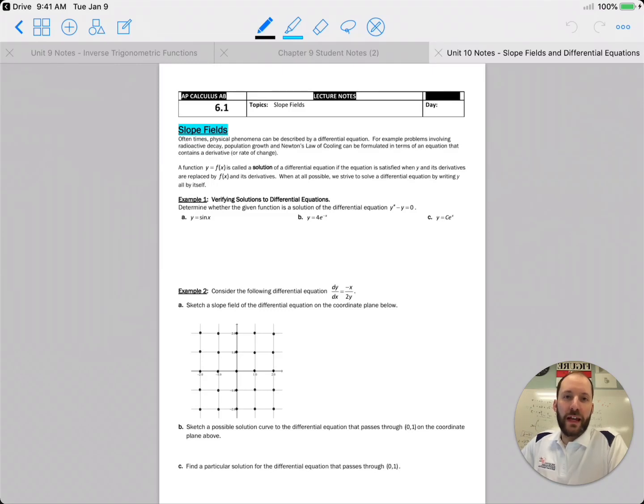Hey, now we're looking at Unit 10, Differential Equations and Slope Fields. Going to start with slope fields, which corresponds with section 6.1 in our textbook. And differential equations, maybe you'll hear this referred to as DiffEq. That's usually corresponding with Calculus 4 in an undergraduate program. Going to start with slope fields, which are a way to visualize differential equations.